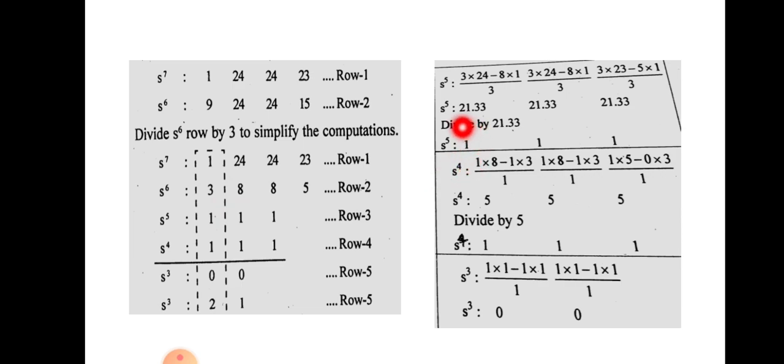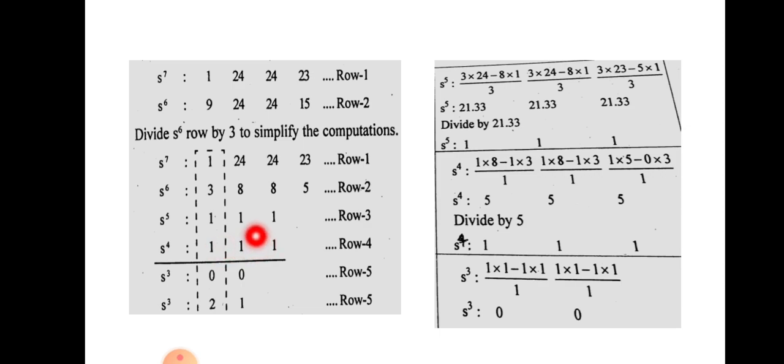We will get the values 21.33, 21.33, 21.33. See, you can see that this row can be completely divided by 21.33. So we will get the entries 1, 1 and 1. So you can put it here 1, 1 and 1. Next row is the s raised to 4 row.